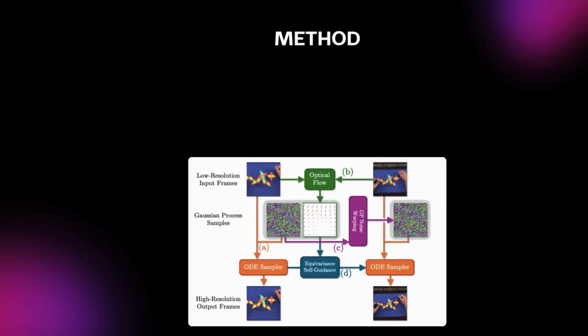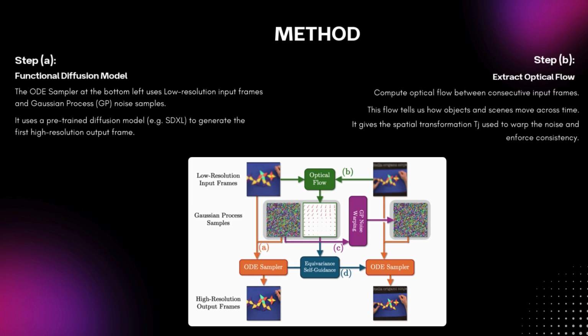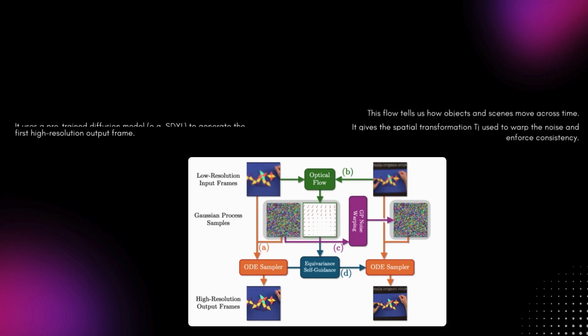Moving on to the method. In step A, we use a pre-trained diffusion model like SDXL to generate the first high-resolution output frame. The model takes in low-resolution input frames along with smooth Gaussian process noise. This type of noise is important because it can be spatially warped later for consistency. Then, in step B, we compute optical flow between consecutive input frames. This flow tells us how objects move across time and gives us the spatial transformation T_j, which we'll use to warp the noise and keep future frames aligned.